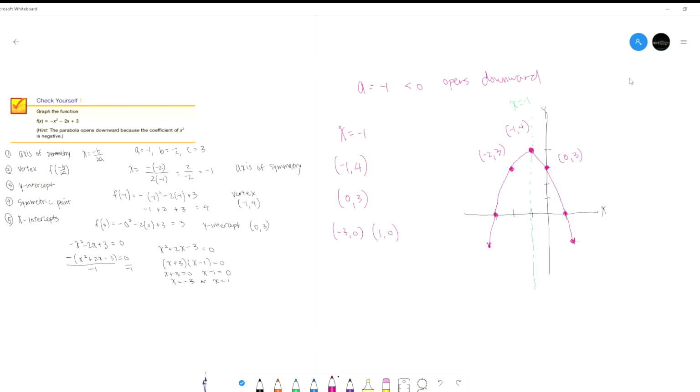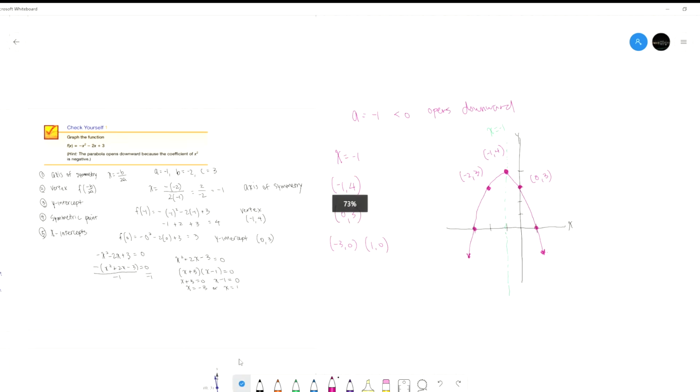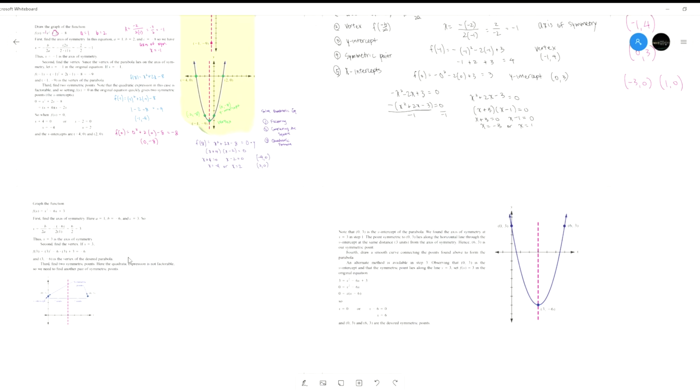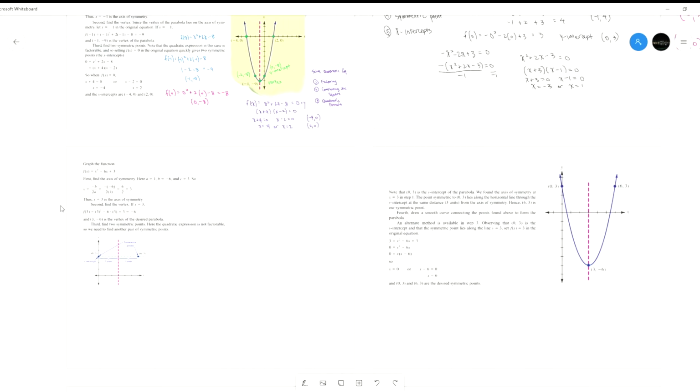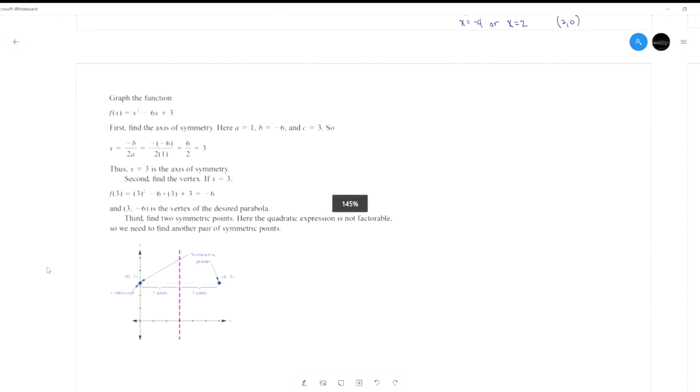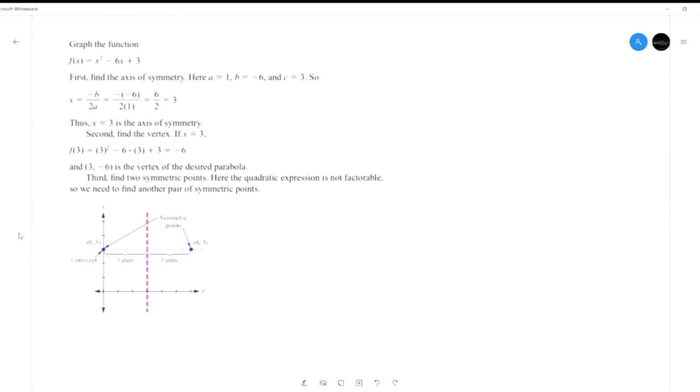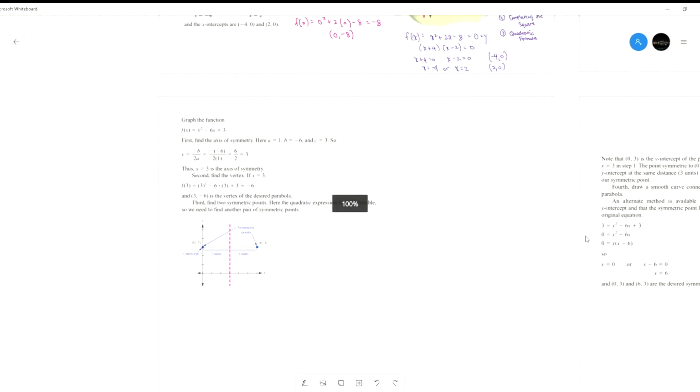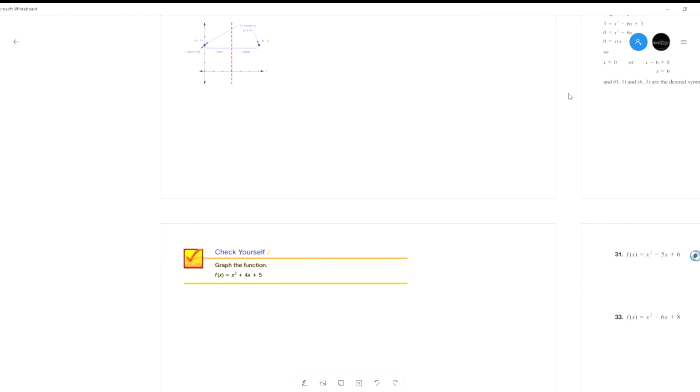Okay? How many of you got this correct? So I think the only way to really get this and be comfortable is to practice a lot. Alright, so let's try another one. We'll do one more together, and then you'll have to do your own.